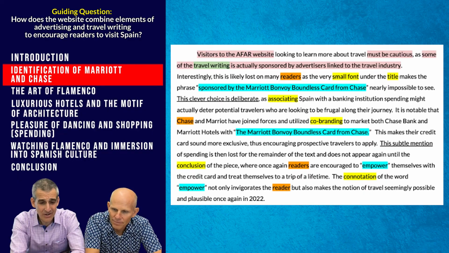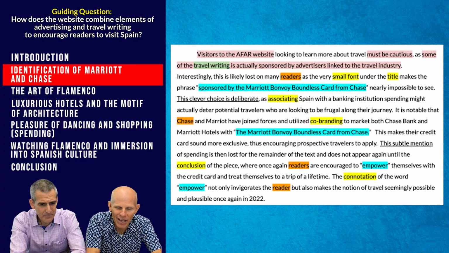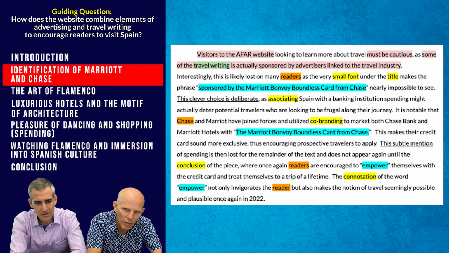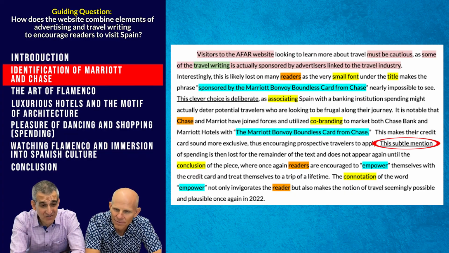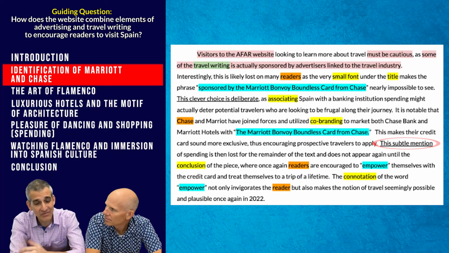Yeah, they got the association, then the co-branding, Giles. They got the co-branding. Yeah, co-branding. The idea of co-branding is when two companies join forces to brand each other, Chase and Marriott in this case. The subtle mention of spending, again, that's good evaluative language.